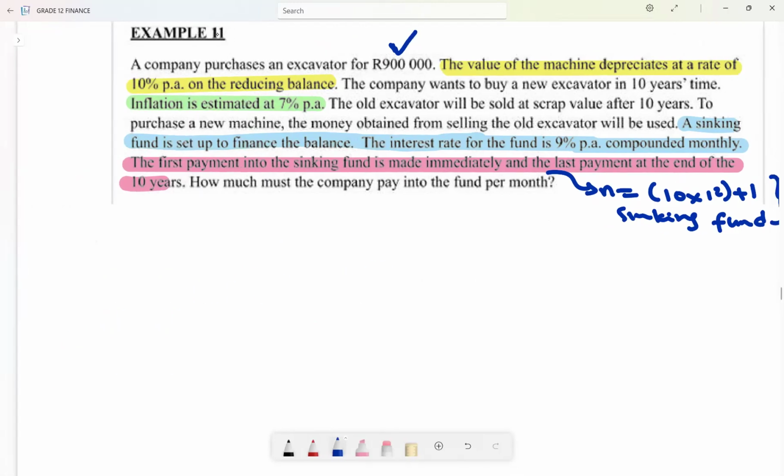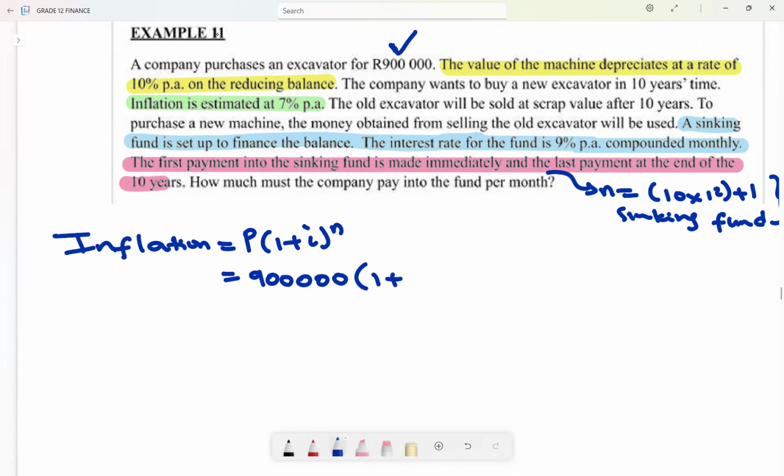Now let's calculate. Remember, the first step is to calculate what? The inflation. Formula for inflation: P is equal to 1 plus i to the power of n. P is this amount, 900,000. 1 plus interest: can you see? It says inflation is estimated at 7% per annum. There is no monthly, there is no quarterly. So we will just write 0.07 here, exactly as it is. And then the number of years will just be 10.